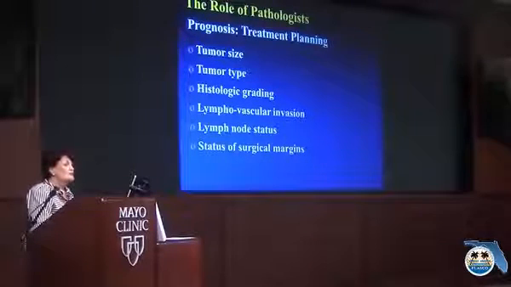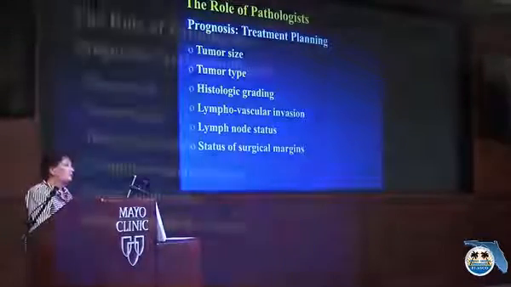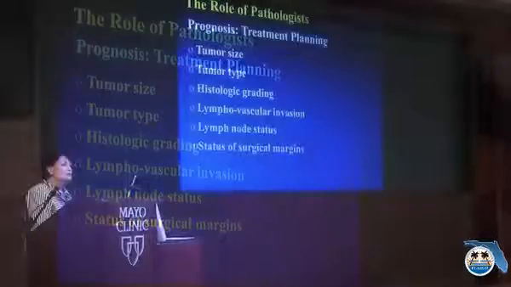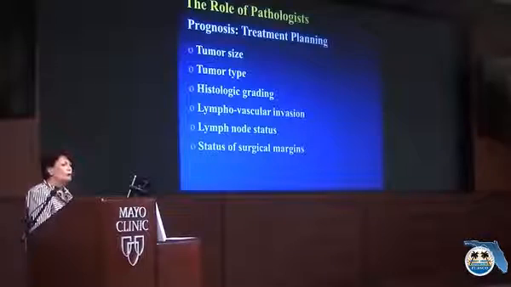What about prognosis? What are the things that are important for us as pathologists to tell our clinician when they are dealing with the cancer? We need to talk about tumor size, tumor type, histologic grading, lymphovascular invasion, lymph node status, and status of surgical margins. These are, again, a requirement right now in synoptic reporting based on the College of American Pathologists requirement. Cancer cases require synoptic reporting with a very defined detail that is associated with the characteristic of each individual tumor.